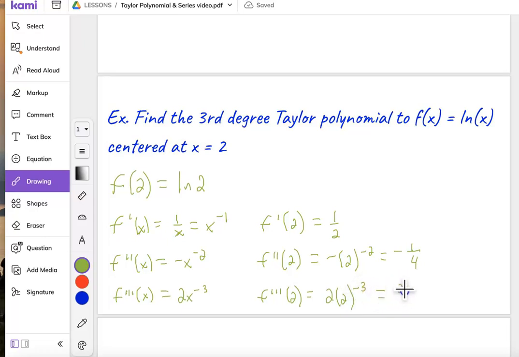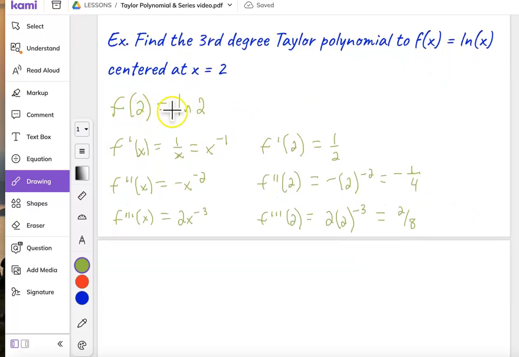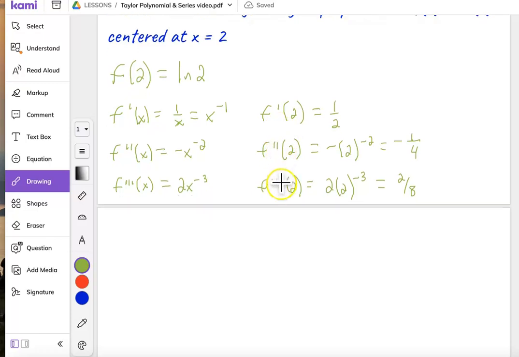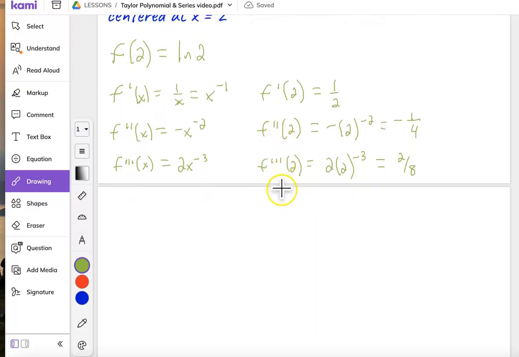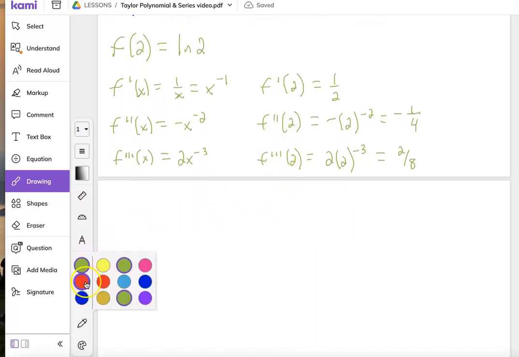And just to make my life a little bit easier, if we get rid of the negative exponent, we would have 2 over 2 cubed, and 2 cubed is just 8. So now we have our function and its derivatives up to the third derivative evaluated at 2. And now we can put together our third degree Taylor polynomial formula.